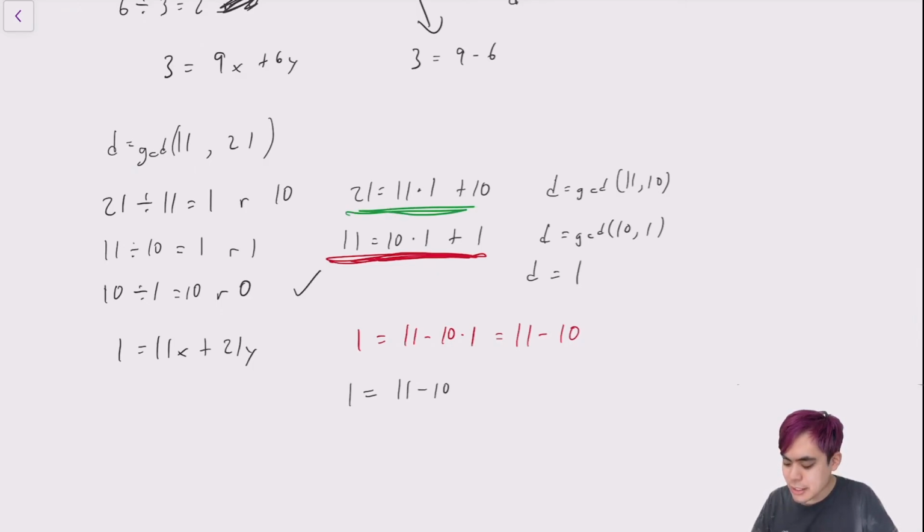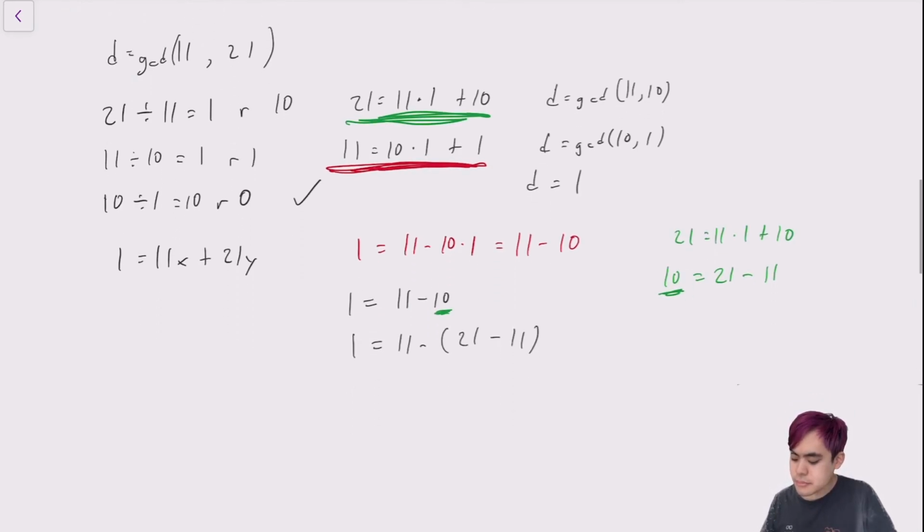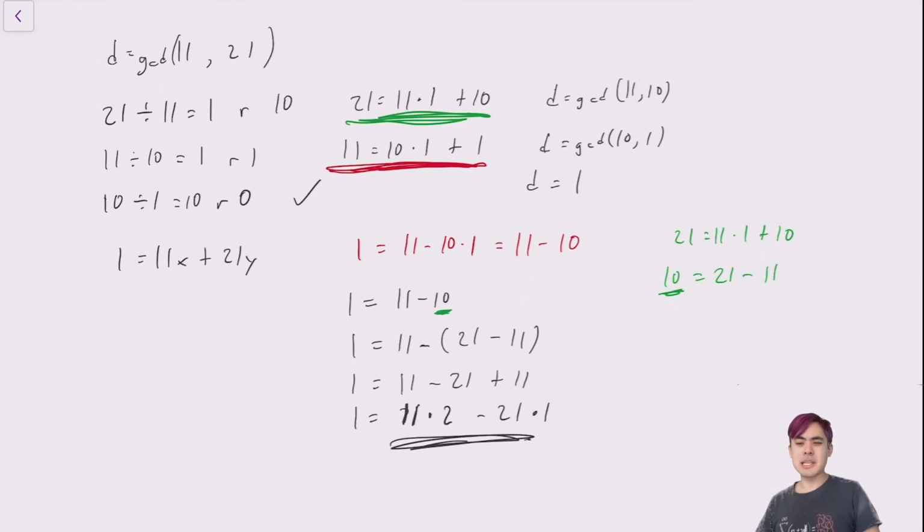Well, notice that we have this next line here that's one above, which says that 21 is equal to 11 times 1 plus 10, which means that 10 is equal to 21 minus 11. So if 10 is equal to 21 minus 11, we can substitute that in. Then 1 is equal to 11 minus (21 minus 11). If we continue that and distribute, 1 is equal to 11 minus 21 plus 11. So 1 is equal to 11 times 2, since we have two copies of that, minus 21. And that is our solution. So this is 21 times 1. Does that make a little bit more sense?